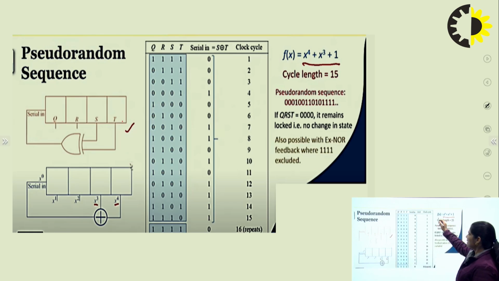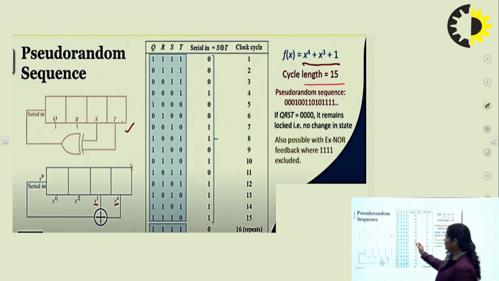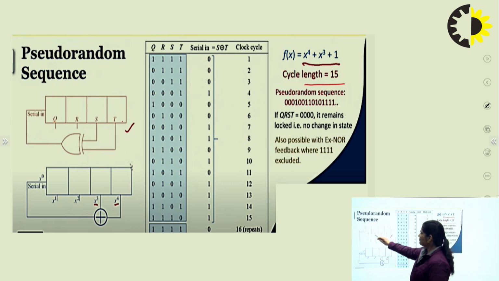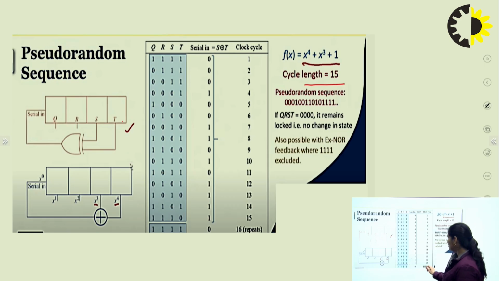Let us take an example: f(x) = x^4 + x^3 + 1. The cycle length is 15. First we take the example of 1, 1, 1, 1. When we apply this in the circuit, it will repeat after 15 cycles. Except when QRST is equal to 0, 0, 0, 0, it remains locked, with no change in state if we take an input of four zeros. But other than this, we get the output and it will give you a repeatable output after some interval of time.